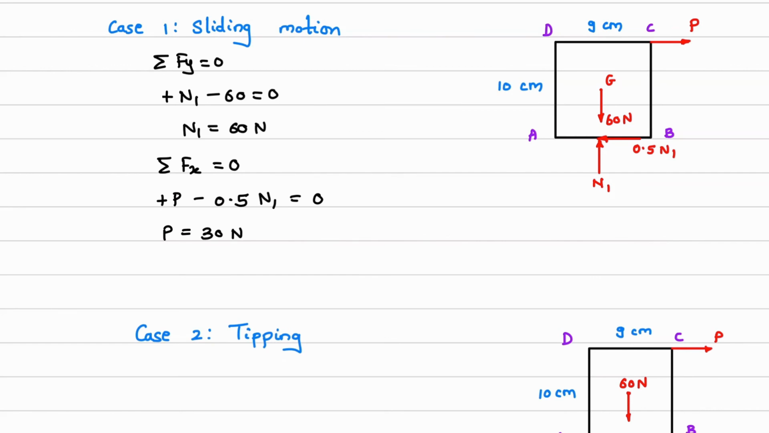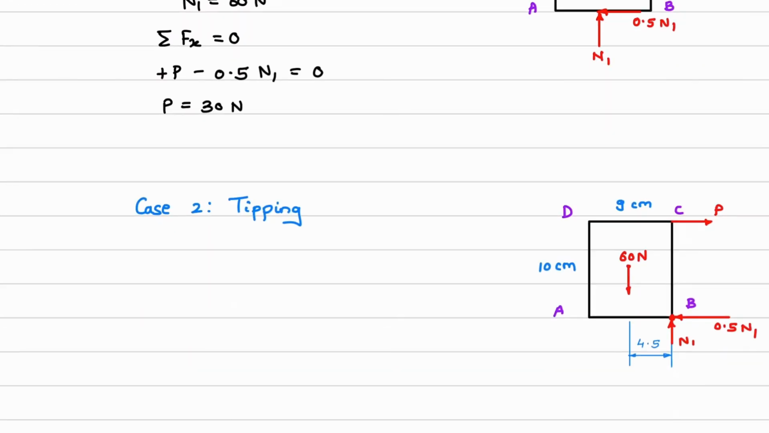Now case 2, we have to consider tipping. Because of this effort P, the block might tip about this edge B. Here there will be an edge. If you see the 2D diagram, it will be a point. So the same thing is shown.